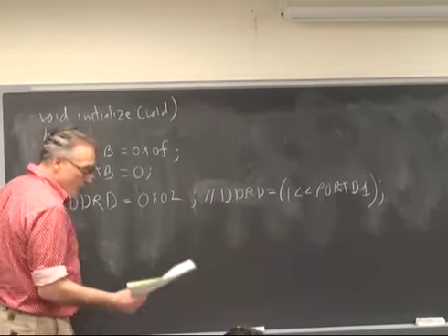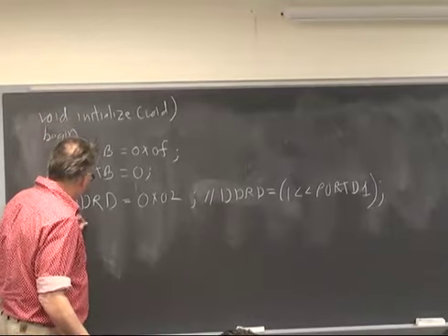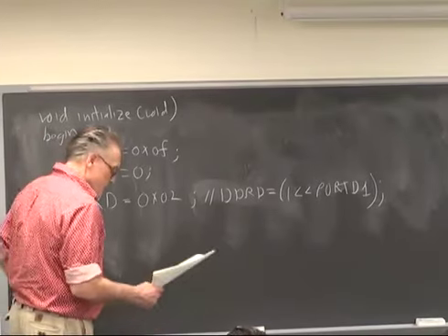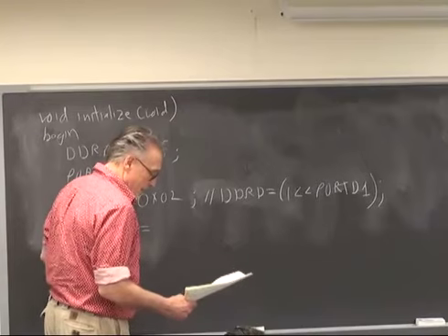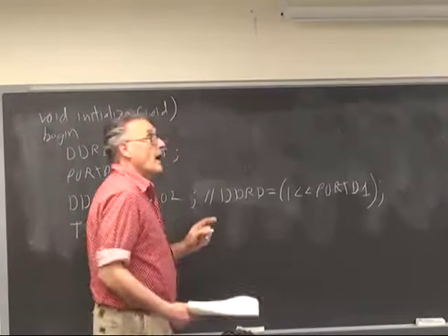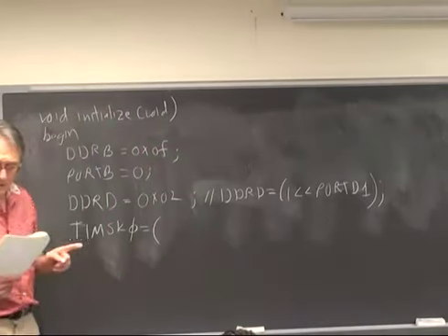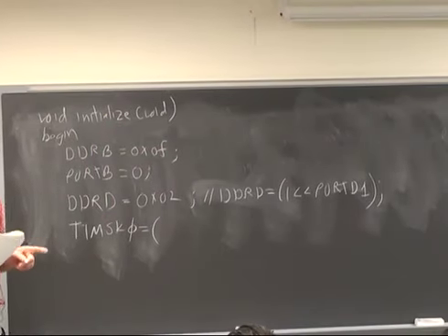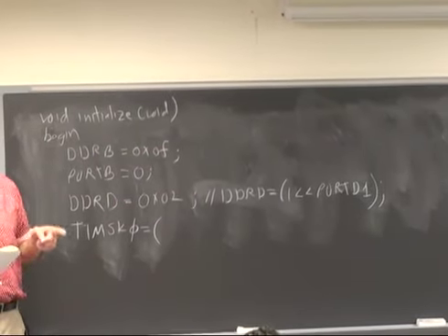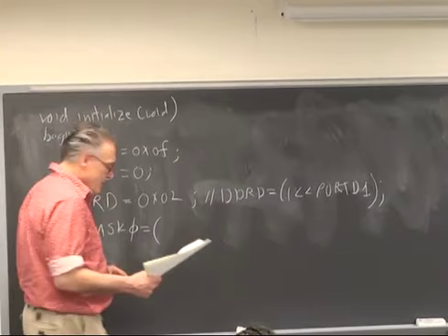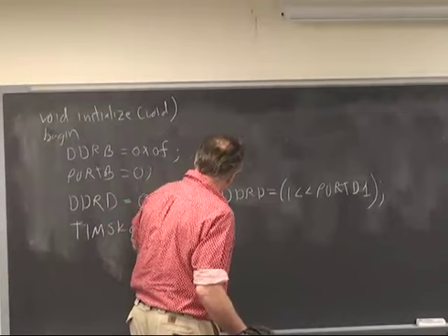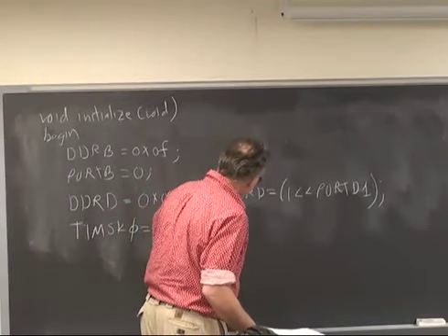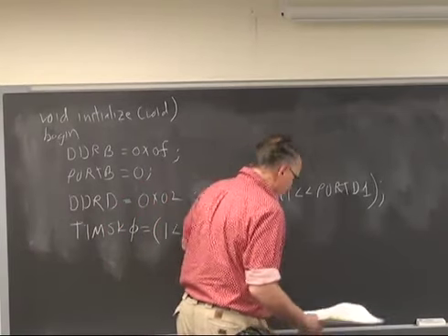Then we're going to set up timer 0. That's going to require 4 statements. So TIMSK0 needs to have the output compare interrupt enable timer 0 channel A set. So we're going to shift a 1 into position OCIE0A.